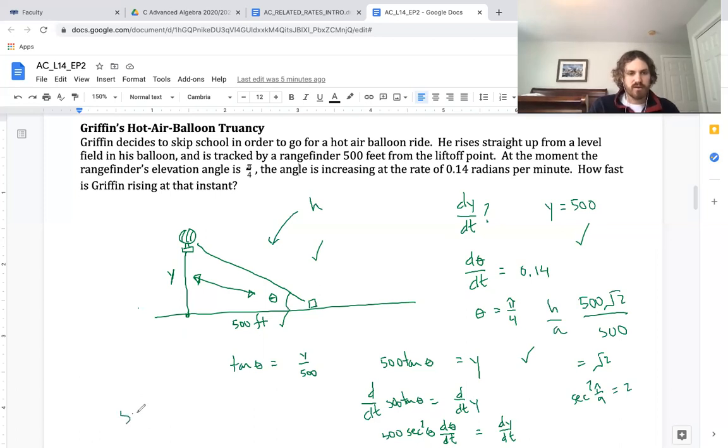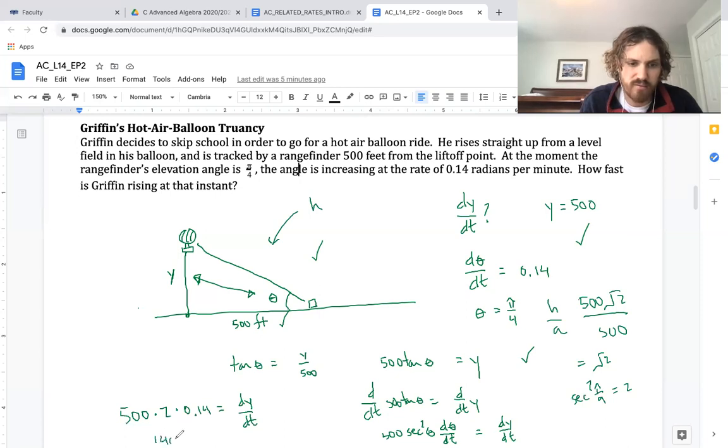So I can replace secant squared with 2. So I've got 500 times 2 times 0.14 equals dy dt. And then I can use my calculator to find that value, or I could do it in my head probably. 1,000 times 0.14 should be, I think, 140 feet per minute. I was gonna say feet per second, that'd be real fast. 140 feet per minute, still moving up at a decent rate. So that's how fast Griffin is rising at that instant.